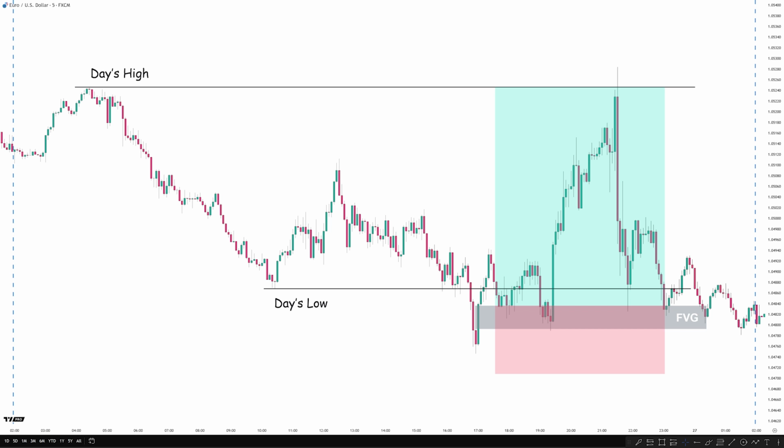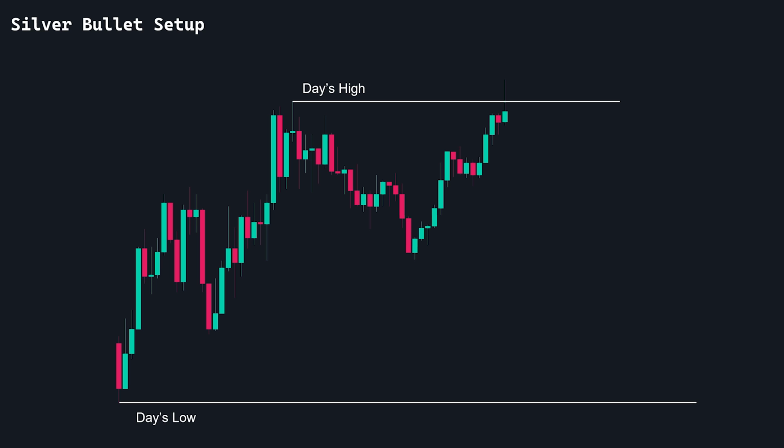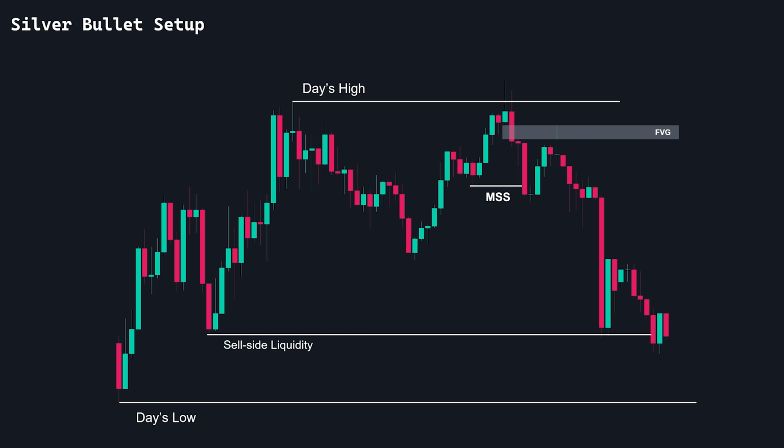Now let's go over the silver bullet strategy step by step one more time. First, mark the day's high and low before the New York session opens. Next, wait for the price to sweep liquidity beyond these levels and return inside the range. Then, look for a market structure break below a key demand level to confirm the reversal. After that, identify a fair value gap and set your entry within this zone, and set your targets at important resistance levels.